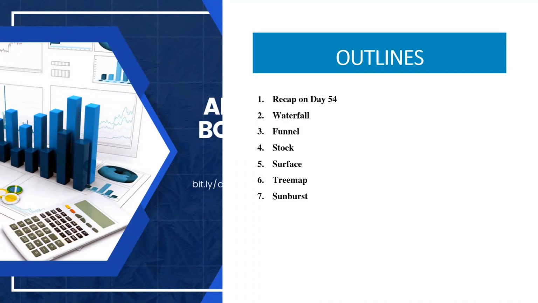So today we are going to discuss these charts that I just mentioned, 6 of them: the waterfall, funnel, stalk, surface, tree map, and sunburst. All these are charts that we're going to have a look at to understand what they represent or how to use them.